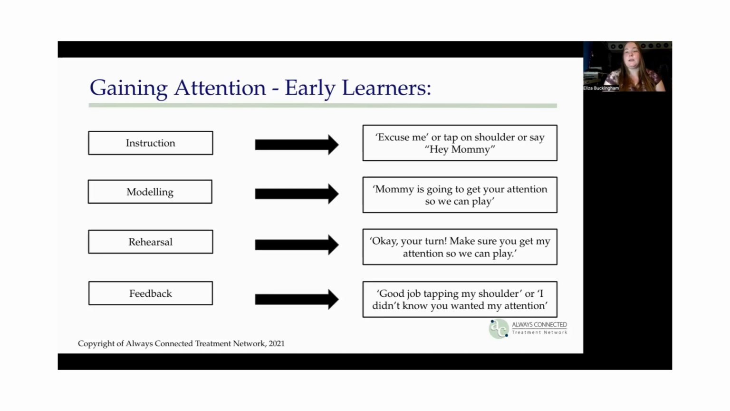And then for feedback, you can say, good job tapping my shoulder, good job saying, hey, mommy, or I didn't know you wanted my attention, or did you want to play with me? I didn't know. Making it clear, like, you're getting my attention so that we can play together and giving them that reason, like, hey, you need my attention in order for us to play. So making it very clear. And again, for error correction, if they don't necessarily understand or if they're having a hard time, giving them that feedback and then modeling again. Remember, this is how you can get my attention. Or, hey, right, okay.